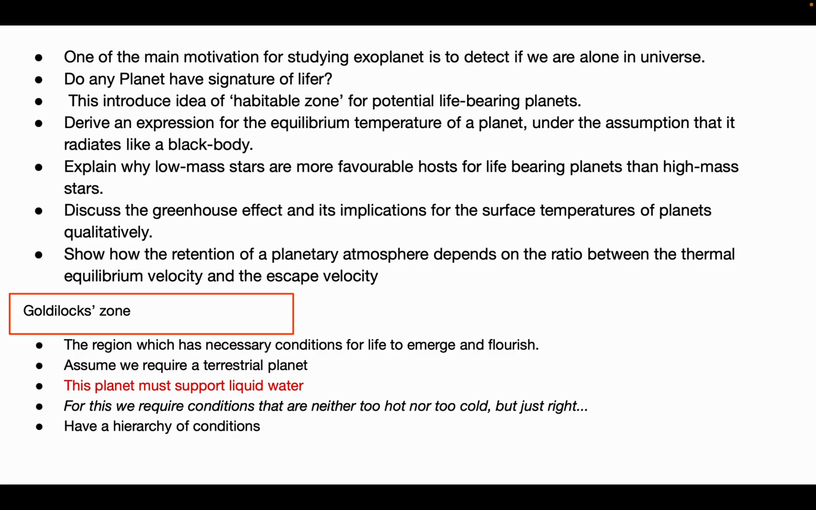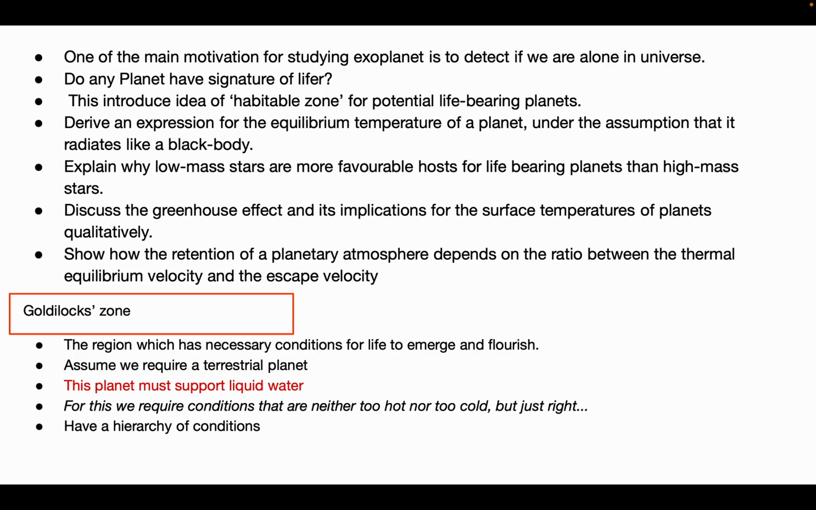For this, the main thing is to study whether we are alone in the universe, and we generally study exoplanets. That is the main beauty of studying exoplanets, to detect if there is some habitability condition. This introduces the idea of the habitable zone for potential life-bearing planets.